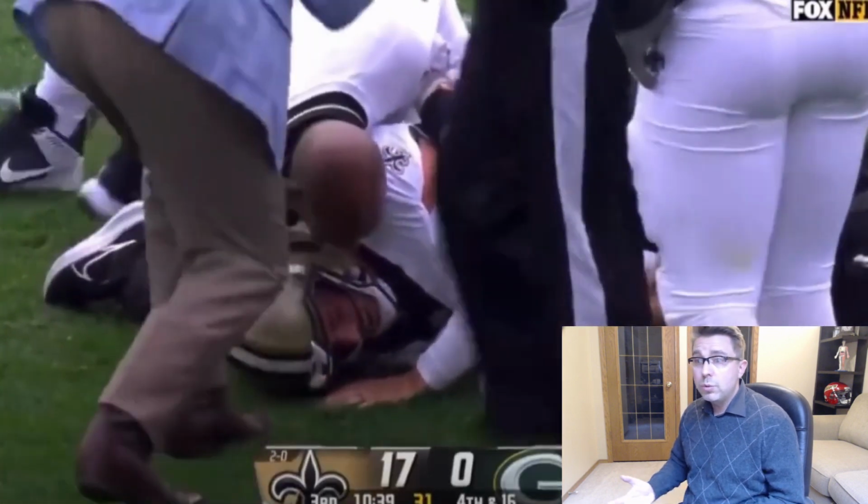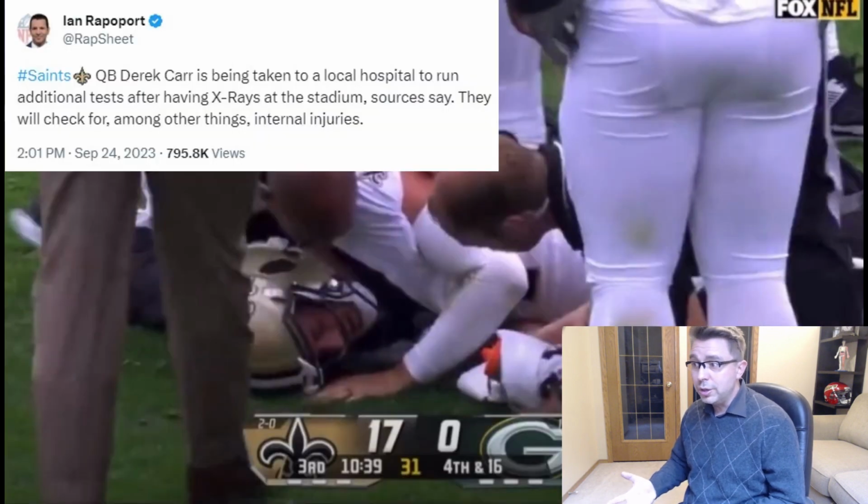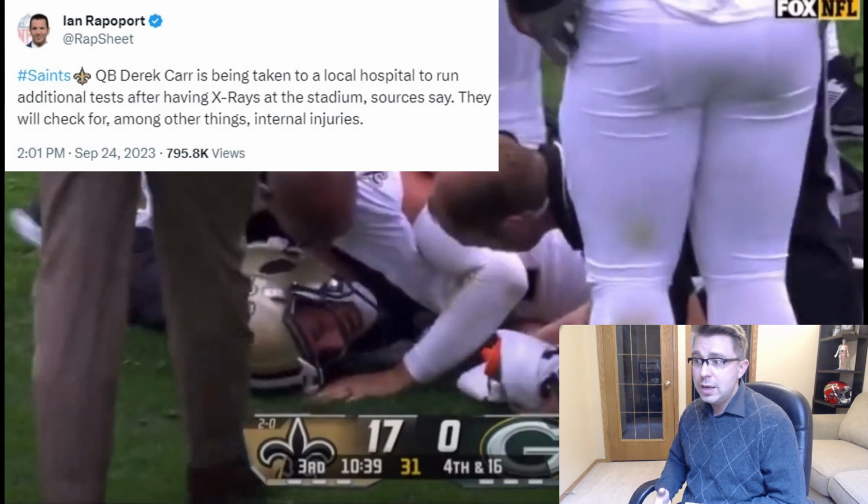The initial report was that Carr had suffered a shoulder injury and he had x-rays taken at the stadium. While we don't know what the results of those tests were, we do know that Carr was later transferred to a local hospital in order to be checked for additional injuries, which apparently might include internal injuries.